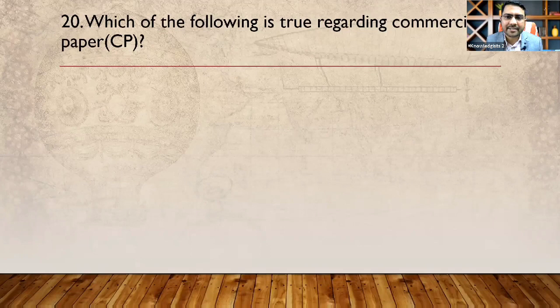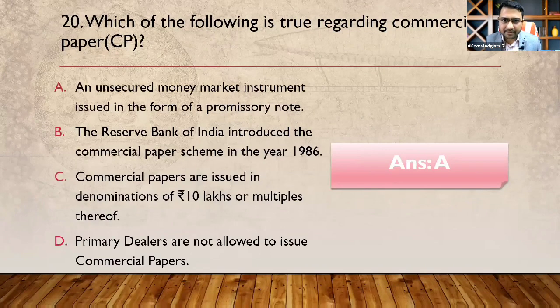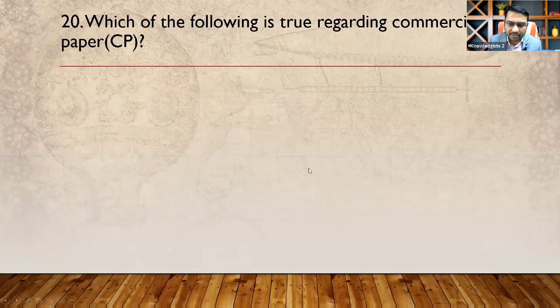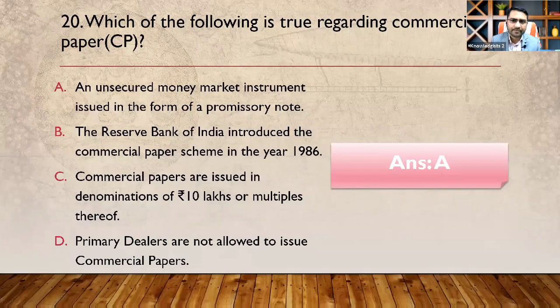Which of the following is true regarding commercial paper? A, it is an unsecured money market instrument issued in the form of a promissory note; B, the Reserve Bank of India introduced commercial paper in 1986; C, commercial papers are issued in denominations of 10 lakhs or multiples; D, primary dealers are not allowed to issue commercial papers. A is true. It was introduced in 1989 or 90. It is 5 lakh and in multiples. Okay, primary dealers are allowed.